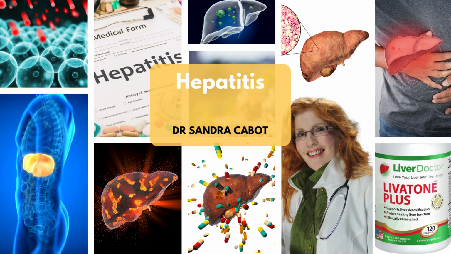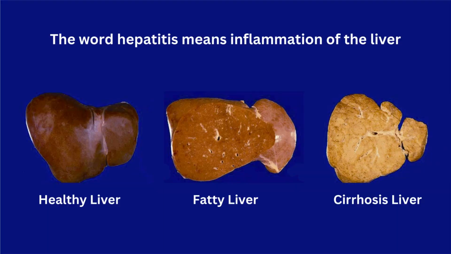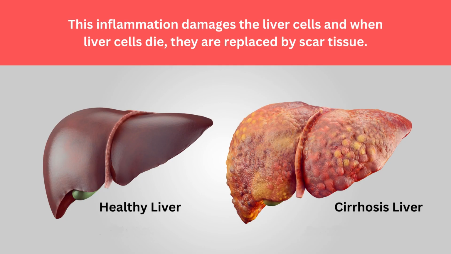Welcome to my video on hepatitis. The word hepatitis means inflammation of the liver. The word hepatic refers to the liver, and the itis means inflammation. This inflammation damages the liver cells, and when liver cells die, they are replaced by scar tissue. If a liver has too much scar tissue and not enough healthy liver cells, the condition of cirrhosis is diagnosed.